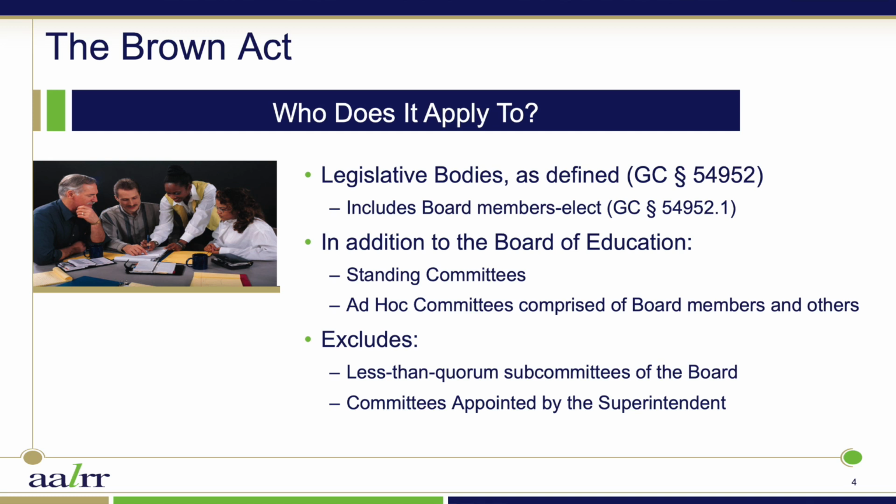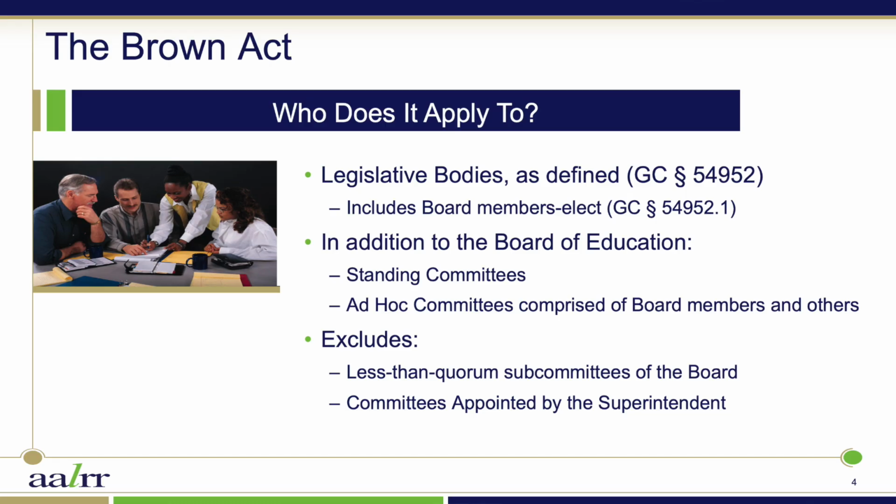Now, in addition to the Board of Education, the Brown Act also applies to standing committees of the board, and also ad hoc committees appointed by the board that are comprised of both board members and other people. It excludes ad hoc committees of the board that are comprised only of less than a quorum of board members. So if you have a subcommittee of just 2 out of your 5 board members, it is not subject to the rules of the Brown Act. It also excludes committees that are appointed solely by the superintendent and not appointed by the Board of Education.